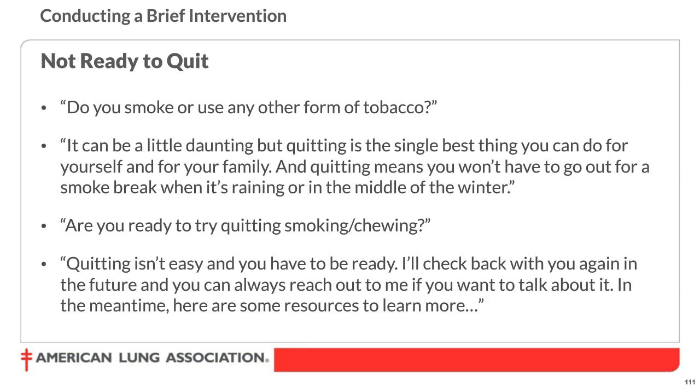You can utilize the following statements to conduct a brief intervention, even if your participants are not ready to quit. You'll start by asking, do you smoke or use any form of tobacco? They'll respond, and you'll follow up by saying, it can be a little daunting, but quitting is the single best thing you can do for yourself and for your family. And quitting means you won't have to go out for a smoke break when it's raining or in the middle of the winter. You'll also follow up by saying, are you ready to try quitting smoking?